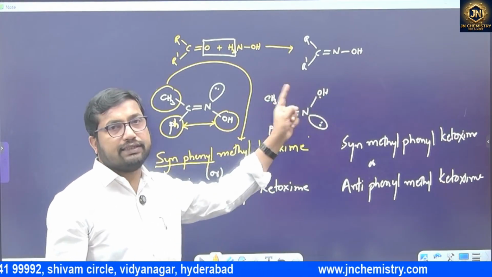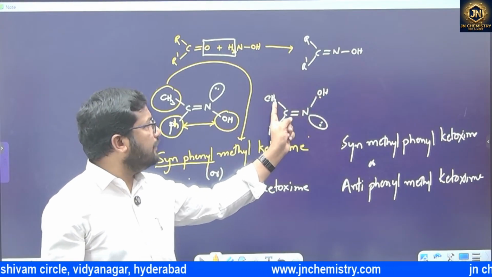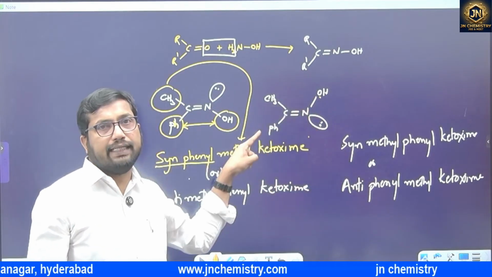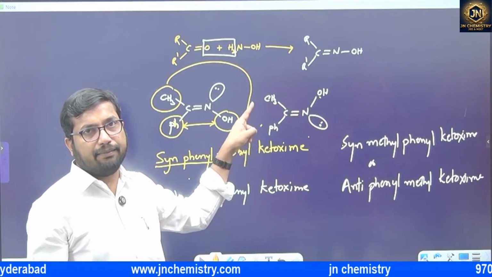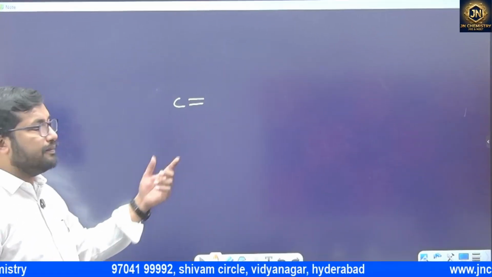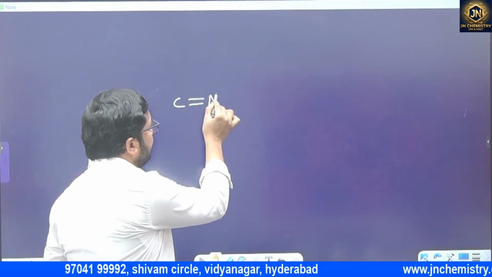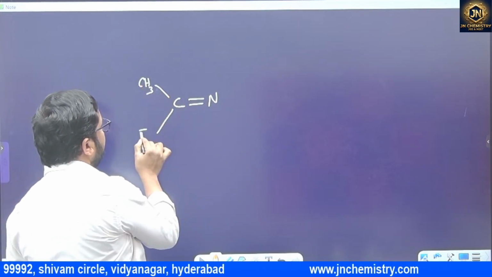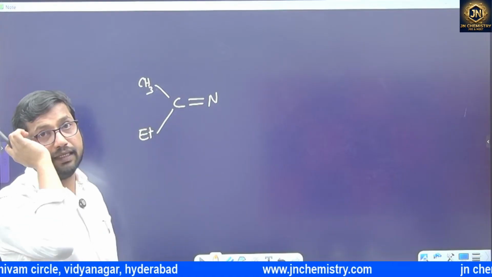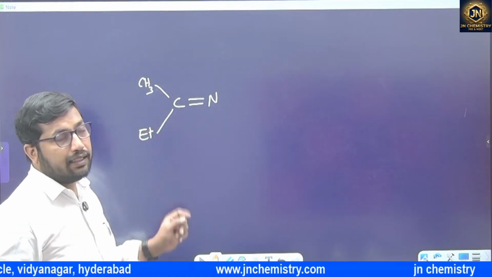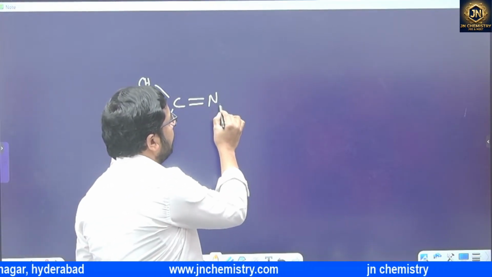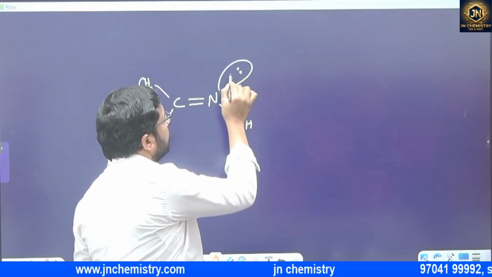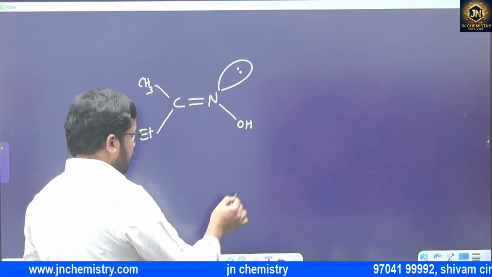For example, same thing. The CH3 is on the OH syn side, right? Syn methyl phenyl ketoxime. Otherwise, phenyl is on the anti side, right? Anti-phenyl methyl ketoxime. For example, ET means ethyl now. Methyl and ethyl, OH, lone pair. Okay.